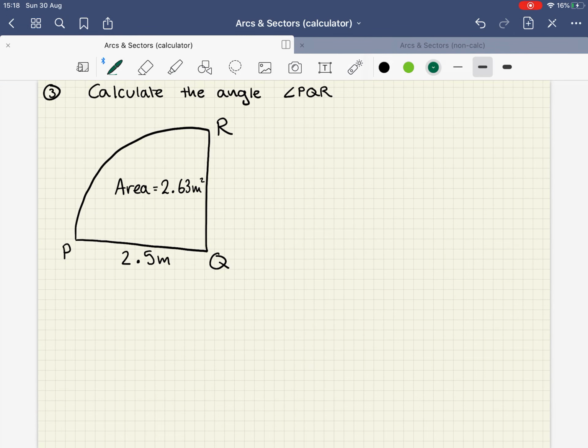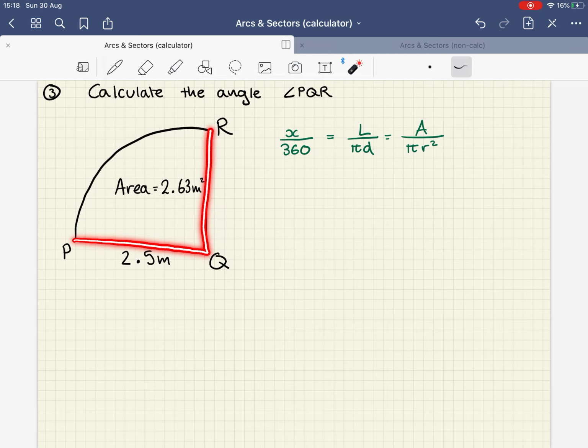Okay, so next one then. This time it's asking me to calculate the angle PQR, so I'm going to write out my little formula. So I've got x over 360 equals the length over pi d, equals the area over pi r squared. So looking around, the thing I'm wanting to calculate is this angle here, PQR. So I'm trying to figure out what this is. So that is what I don't know.